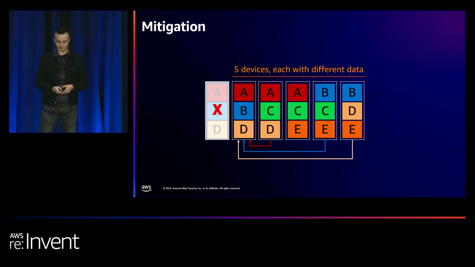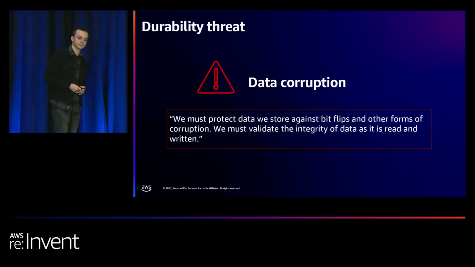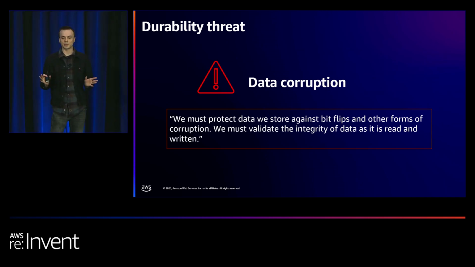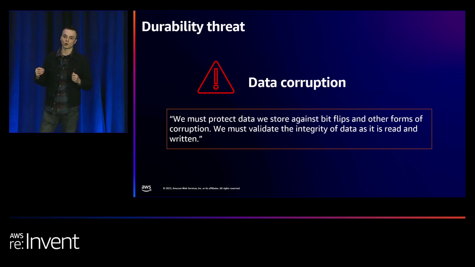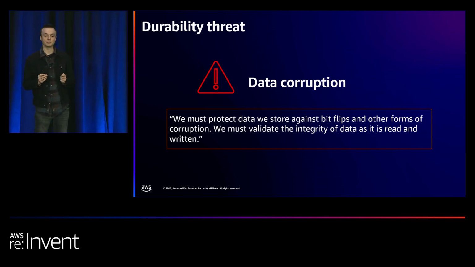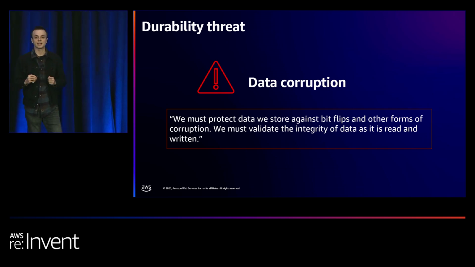Let's take a look at another threat, data corruption. Now, there's a bunch of ways that this can happen. But what we've seen is there are these really rare hardware failures that can cause random bits to flip from 0 to 1 or vice versa. And this actually silently corrupts your data as it's being read or written.